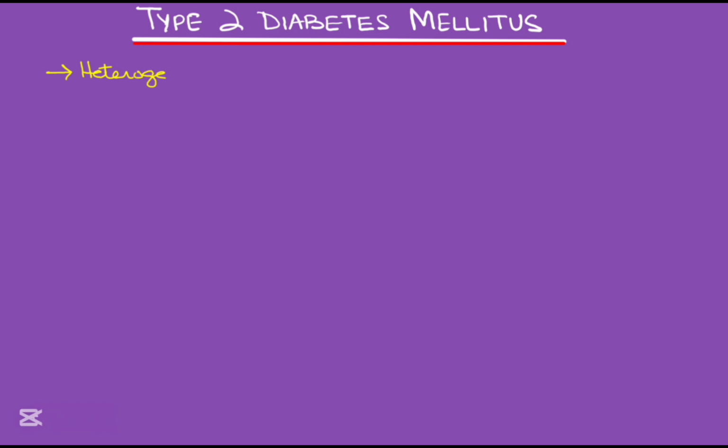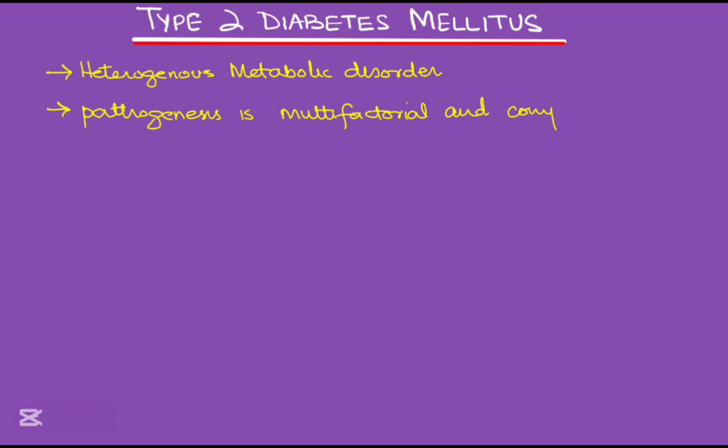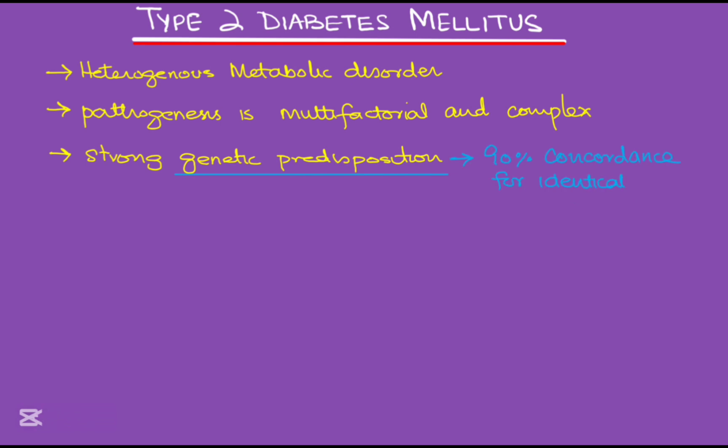Type 2 diabetes mellitus is a heterogeneous chronic metabolic disorder. The pathogenesis of type 2 diabetes mellitus is different from that of type 1, and it is multifactorial and complex. Unlike type 1 diabetes, type 2 diabetes mellitus has a very strong genetic predisposition, that is 90% concordance rate for identical twins. This means that if one twin has the disease, there is a 90% chance that the other twin will also develop it. This suggests a strong genetic component in type 2 diabetes, but environmental factors like diet and lifestyle also play a role, which will be discussed later on.